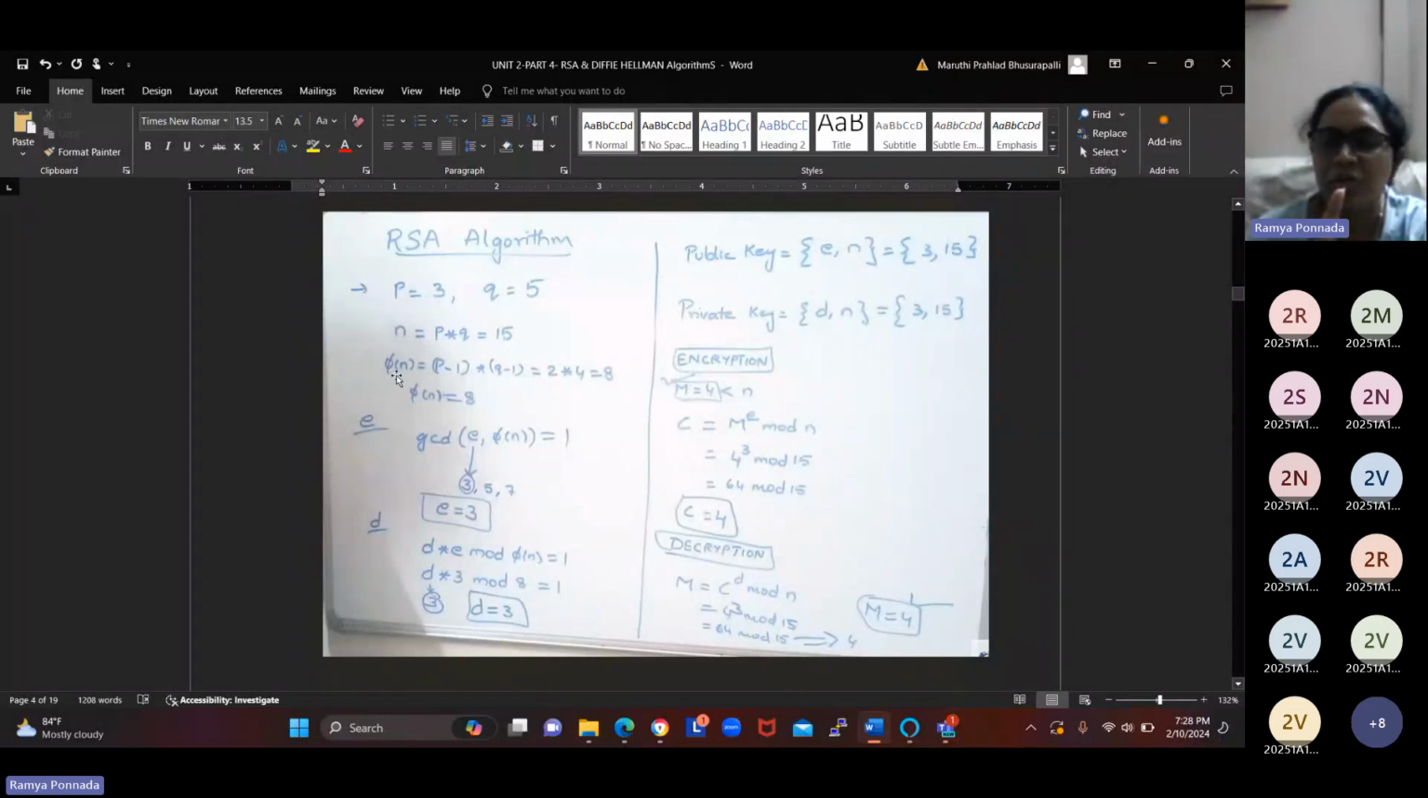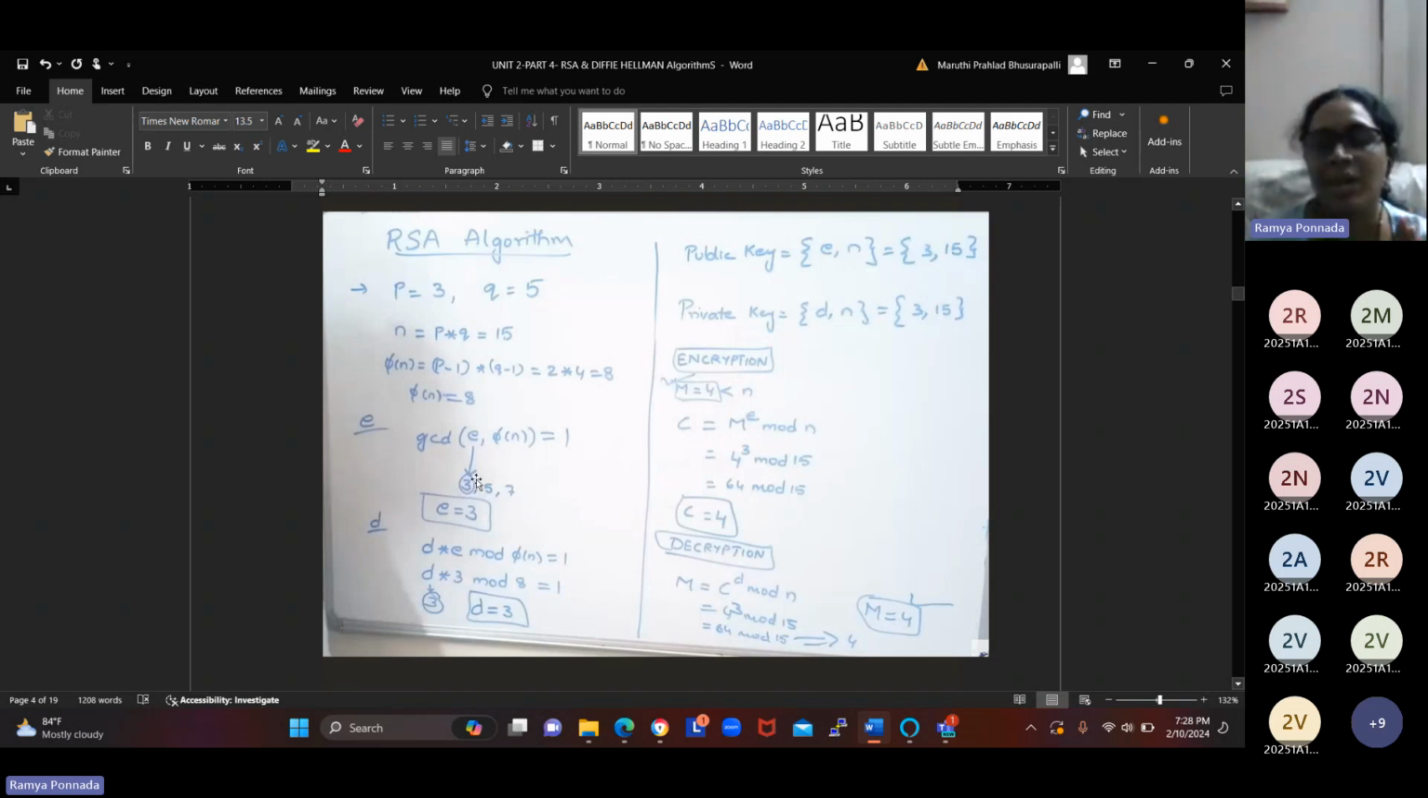Next, step number 2, Euler's quotient rule. That is phi of n is equal to p minus 1 into q minus 1, so that is 2 into 4, which is 8. So phi of n is equal to 8. Okay, step number 3, you are going to calculate the GCD, and this E value, in the exam they will be giving you the E value.